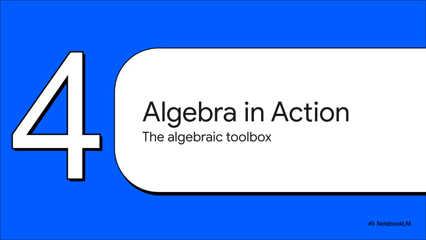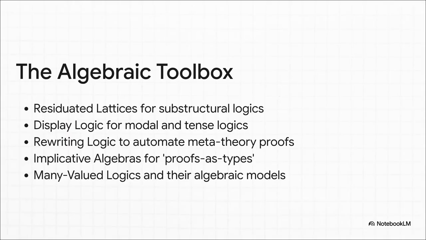How does algebra really help untangle all these logical knots? Let's take a quick peek inside the algebraic toolbox. Okay, don't worry about memorizing all these names. The key takeaway here is that this isn't just one single trick. It's a whole toolbox full of different tools for different jobs. For example, things called residuated lattices are perfect for logics where the order of things matters. Others, like display logic, are built to handle ideas like time or possibility. The point is, there's a whole world of these powerful algebraic methods, each one tailored for a specific job.